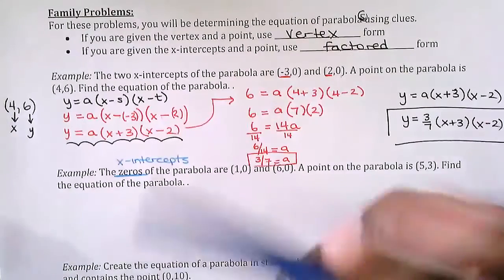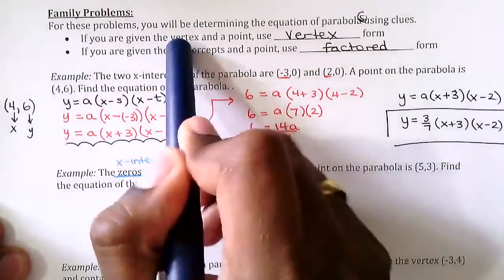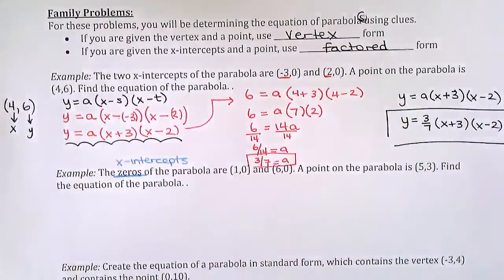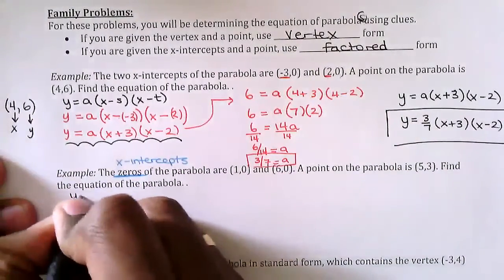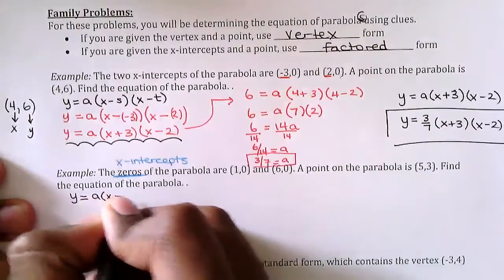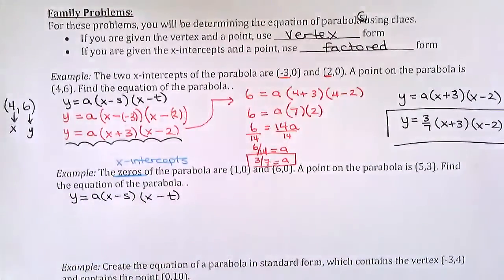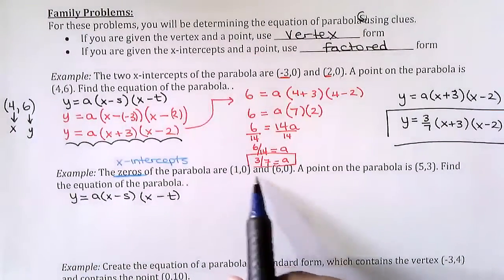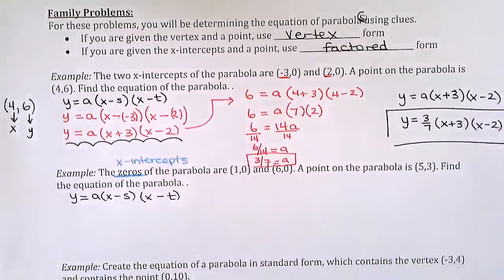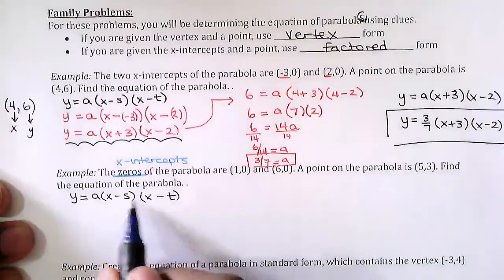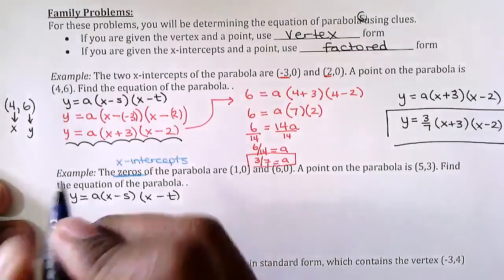Again, follow these rules. If you're given the x-intercept and a point, you're going to start with factored form. So again, let's start by writing out the skeleton equation for factored form. Just like before, we were given 1, 0 and 6, 0 as our x-intercepts. We know that those numbers essentially make up our s and t value. So let's plug them in.